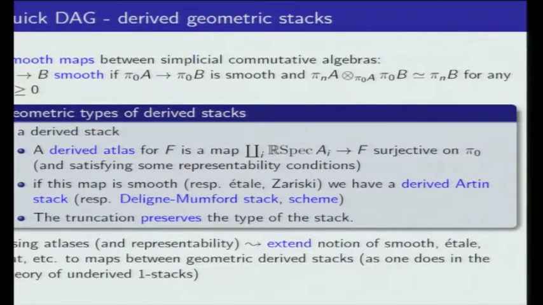So I take a notion of smooth maps. Again, there is a lifting property, and there is a theorem that tells you that a map of commutative algebras is smooth if and only if it's smooth on the truncation pi naught, and everywhere else it is a pullback.